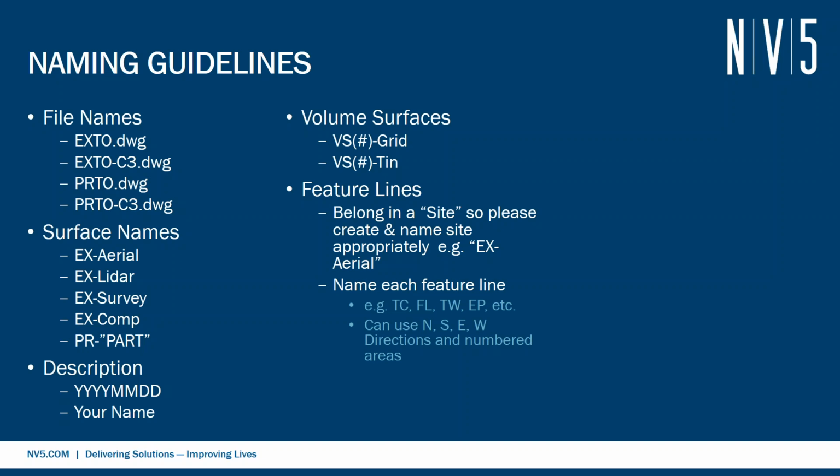And then we also have proposed surfaces, right? So instead of just PRTO, we're going to have PR and then what it is, all right? So let's say this proposed surface was created from a corridor. So let's call it PR corridor road A, or whatever you're naming your corridor. Please be descriptive with the name so that it's not just corridor 1, corridor 2, corridor 3, corridor 4. How about just name it as road A or road B or whatever it actually is?